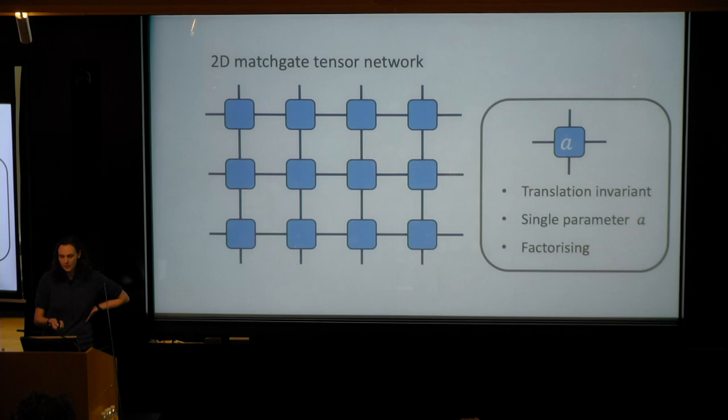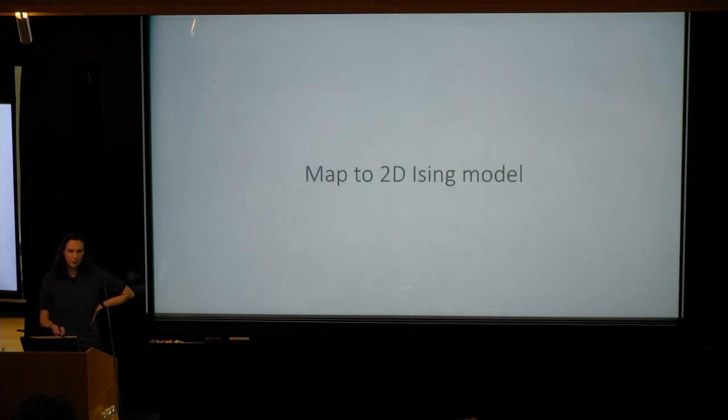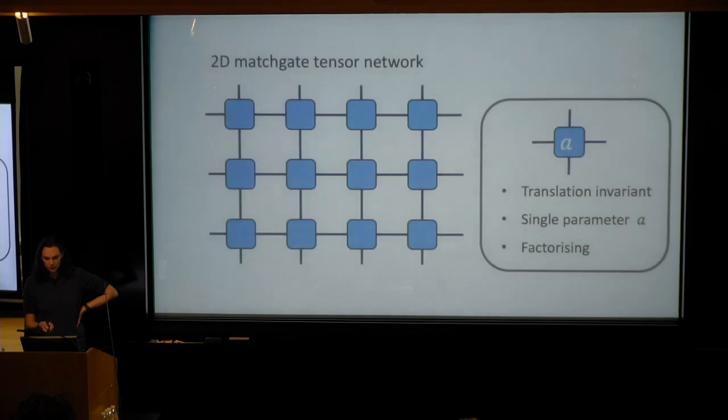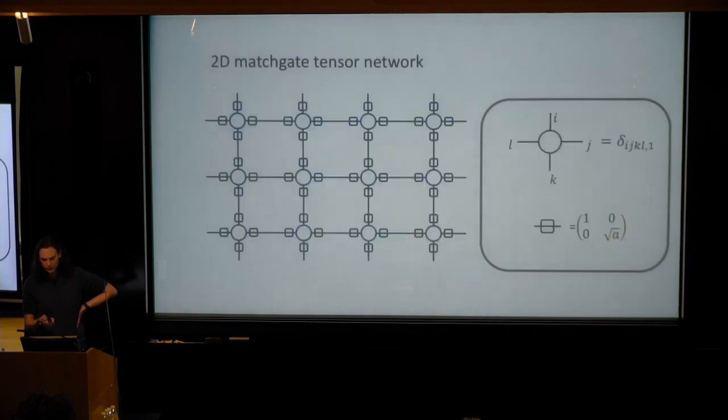Okay, so now let's take this tensor network and do what I claimed we could do. Let's just map it to the partition function of the two-dimensional Ising model. This is relatively straightforward. Due to the fact that our tensors are factorizing, we can immediately write it in this more neat structural form.